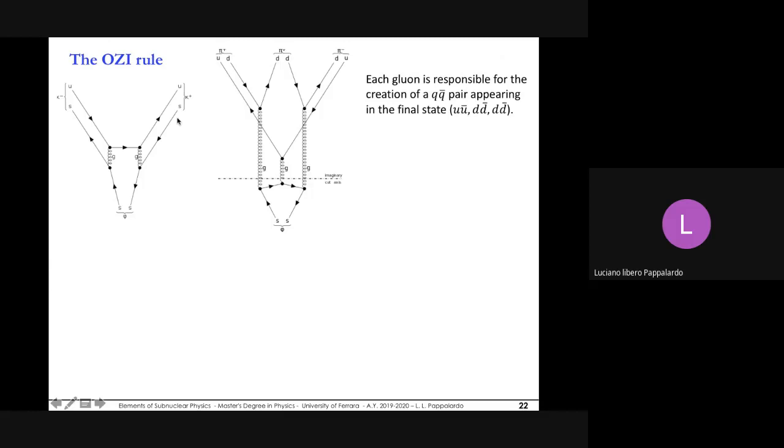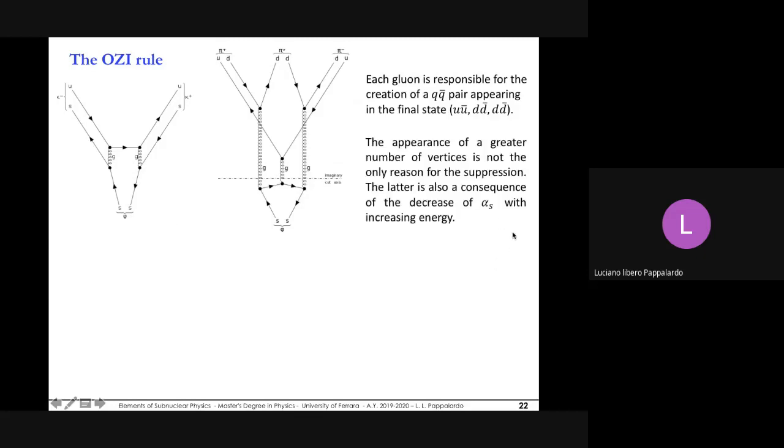This is instead the other process, the one that goes into kaons. We start from the phi, s s-bar. In this case, we just need to create a u u-bar pair, because the s s-bar that goes into the kaons is already available in the initial state. Now, by comparing the two, the first thing that is clear is that we have many more vertices in this decay than in this one. But the appearance of a greater number of vertices is not the only reason for the suppression.